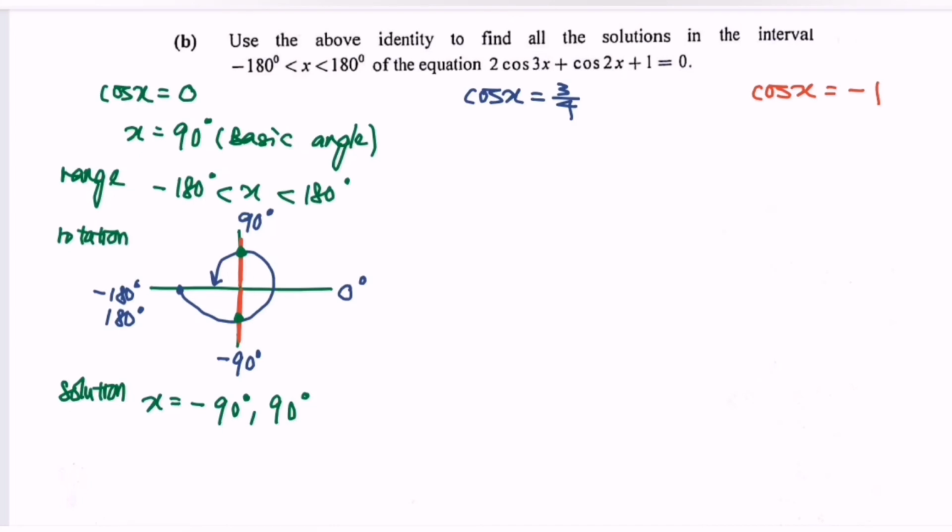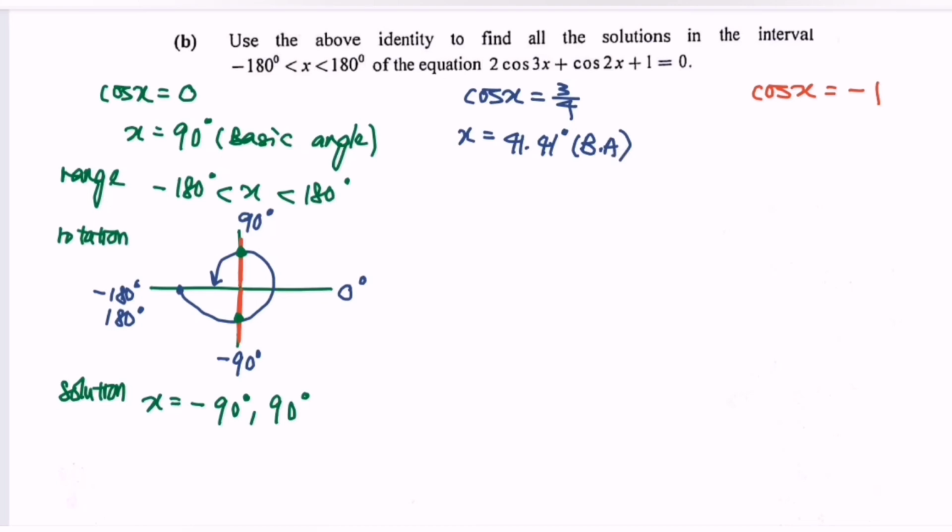Next, we move on with the second part, which is cos x is equal to 3 over 4. So step number 1, observe the situation where we have cos positive. Again, the first and the fourth quadrant. Next is to find the basic angle. So in here, x is equal to 41.41 degrees, where we have the basic angle.